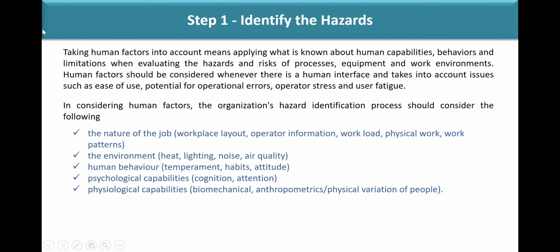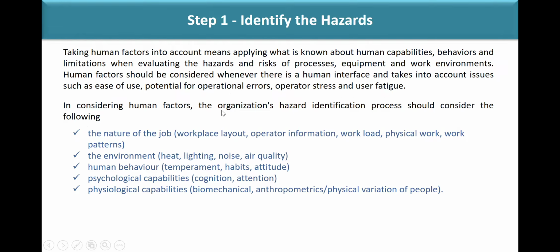Now we are coming to taking human factors into account, which means applying what is known about human capabilities, behaviors, and limitations. When evaluating the hazard and risk of process, equipment, and work environments, human factors should be considered whenever there is a human interface and take into account issues such as ease of use, potential for operational error, operator stress, and user fatigue.